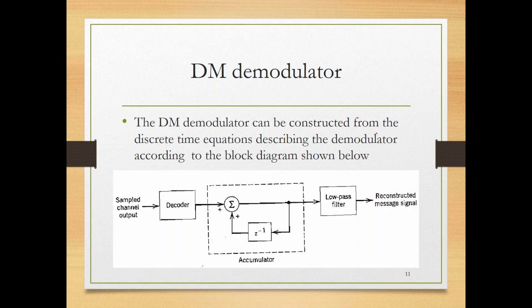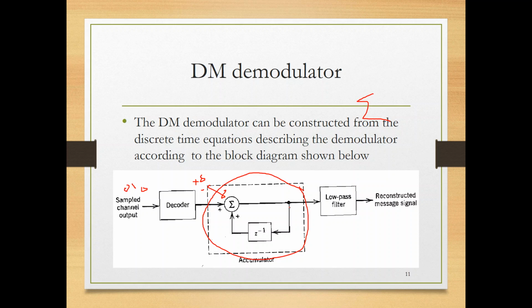The demodulator can be constructed from the discrete time equation describing the demodulator, according to the block diagram shown below. This is the block diagram that you need to demodulate your delta signal. Basically, you have here the zeros and ones. After the decoder, you decide whether it's plus delta or minus delta, according to 0 and 1, and then you pass it to the accumulator. This is the summation in the previous equation.